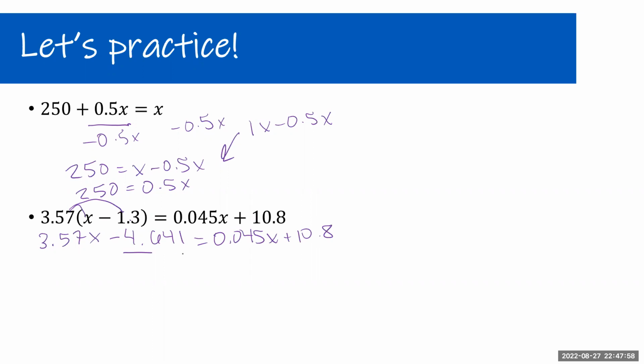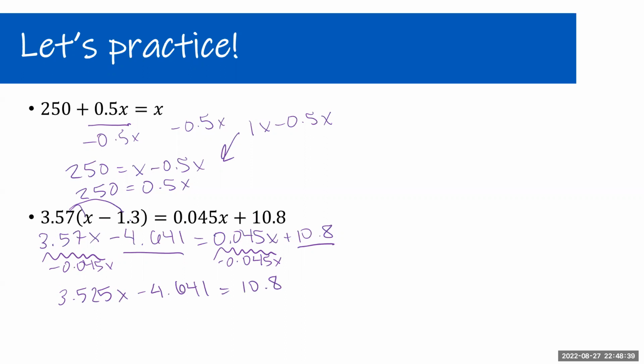Now we have whole numbers and we have x terms. We can subtract the x terms and subtract the x from one side, add the whole number from the other side, however you want to do it to get it alone. I'm going to subtract 0.045x from both sides. And so that's going to leave me with 3.525x minus 4.641 equals 10.8.